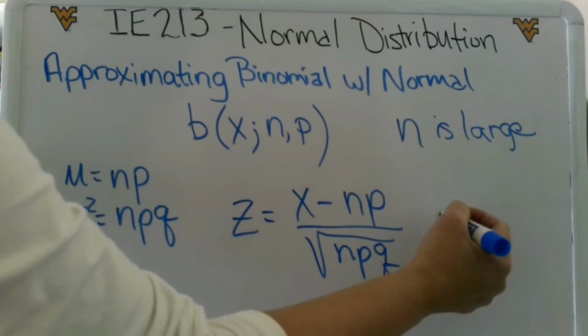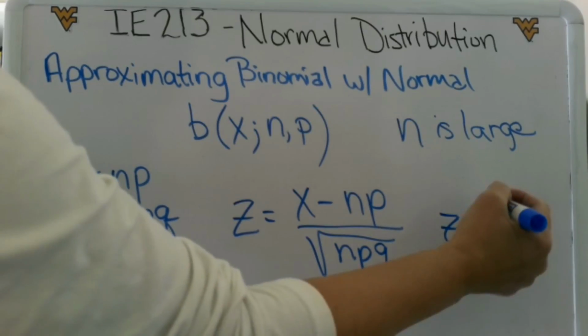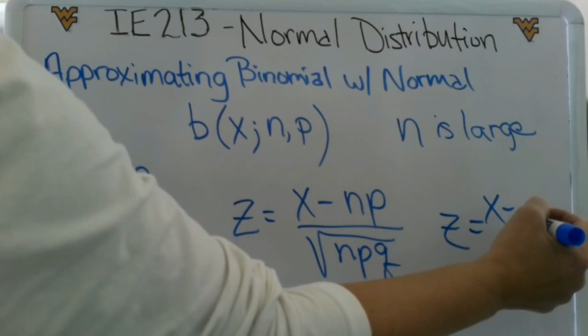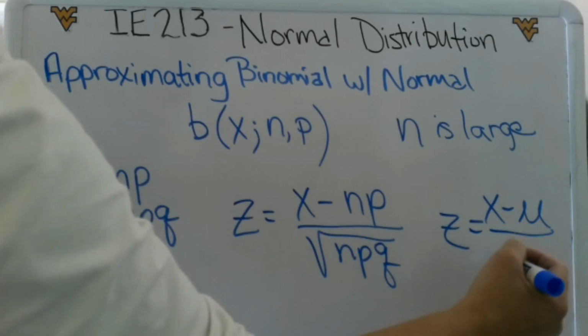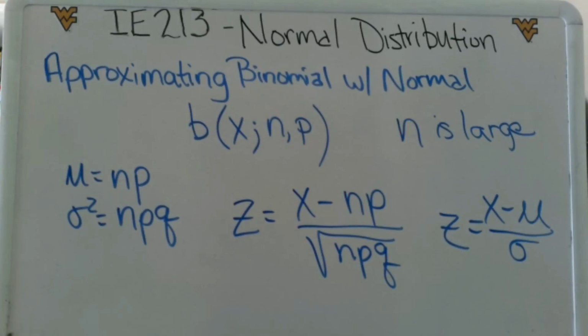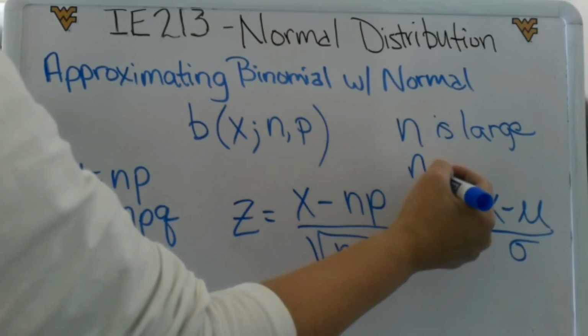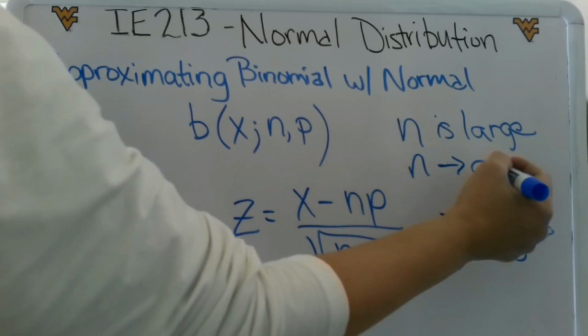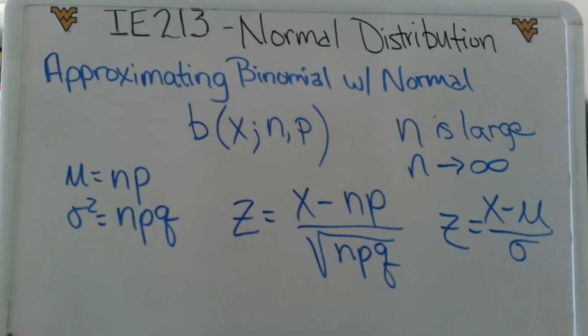So let's just compare that to our normal z transformation. We had x minus mu over sigma. And that holds as n is large, so we usually say as n approaches infinity, although it doesn't have to be quite that large for this to work. And it is the standard normal distribution.